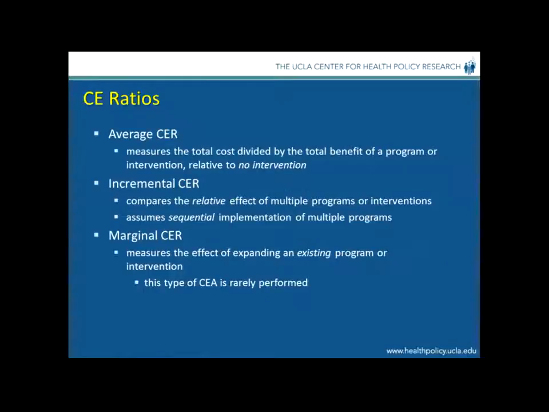This is much more difficult to measure, but in theory would be useful for programs. This is more for programs than comparing alternative treatments. If I expanded my program by 10%, how much more benefit would I be able to produce? This is what's known as increasing the intensity of my treatment or program. If I were able to scale this up, basically, how much more cost effective would it be? And this is more useful in organizational settings or program evaluation.